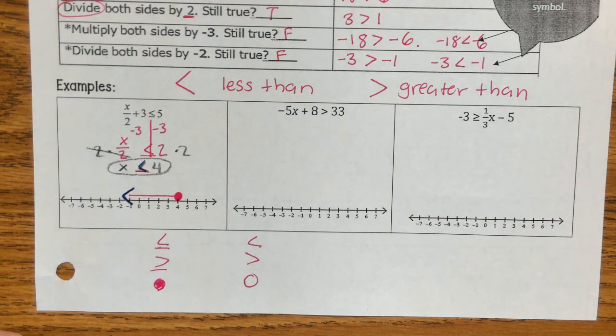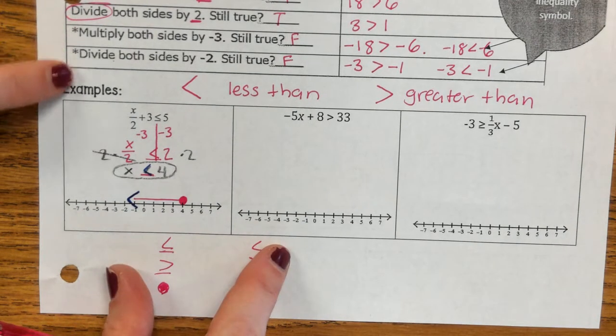So if you divide by a negative, it's not going to flip the sign, only if you multiply? Both. Multiply or divide by a negative number.